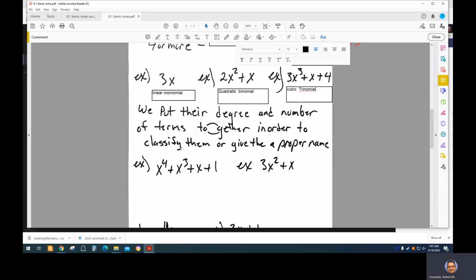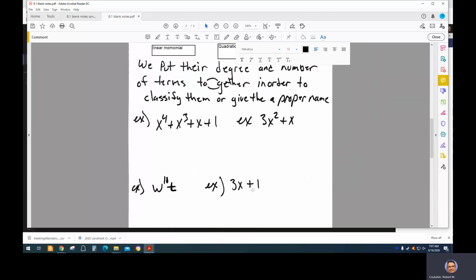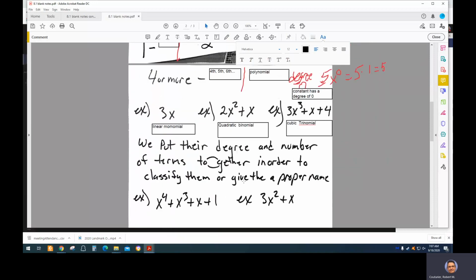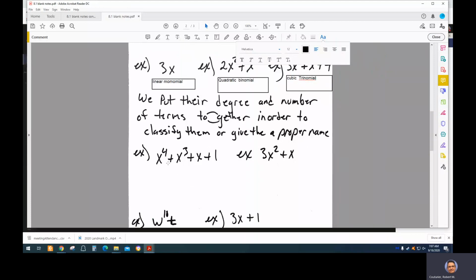Can we put their degree and the number of terms? I made that space too big, so I had to merge them back together. We put their terms in order to classify them, give them their proper names. Here, these were straightforward. Look, it was just linear, 1, 1, 1, 1, or 2, 2. Degree of 3, 3 pieces. This one here, notice we have again the same thing, 4 pieces, 4 terms. It is at the highest degree of 4.